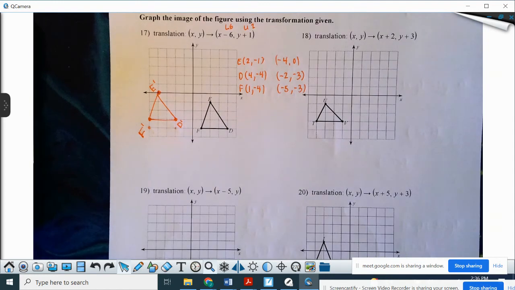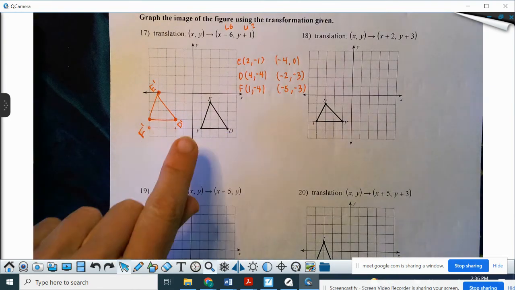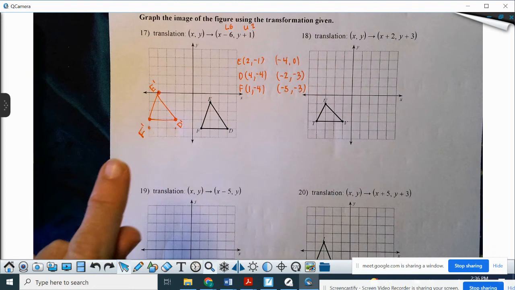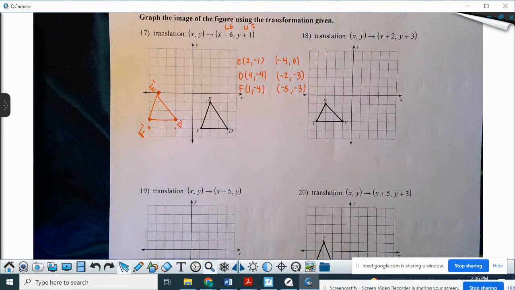Another way to recognize translations versus rotations or reflections, especially if they give you both shapes, is that they're in the same orientation. So F and D are still on the bottom, and E is at the top. So it's just sliding. There's no turns if it is just strictly a translation.